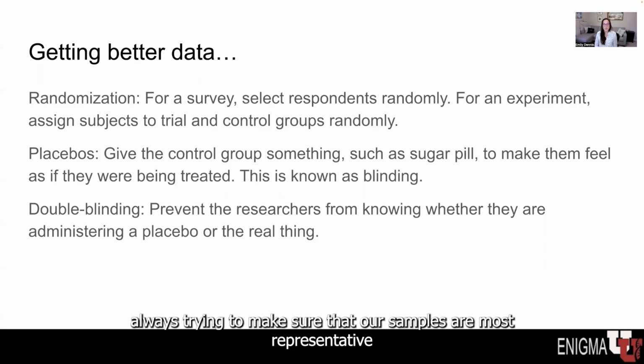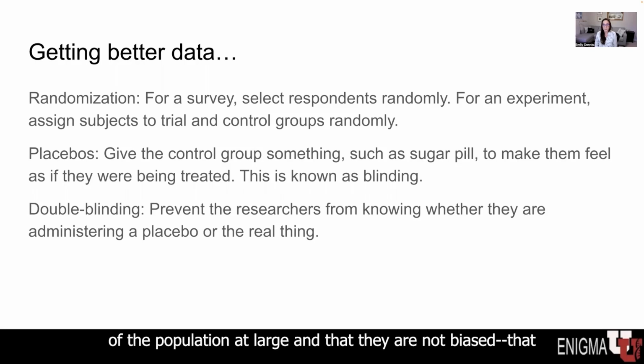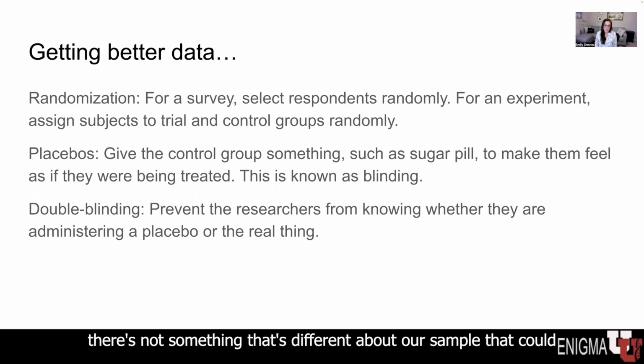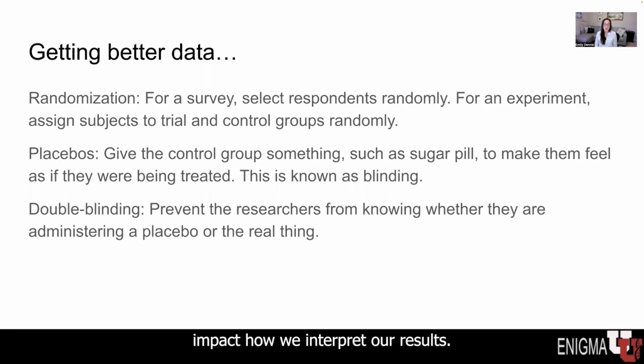So we're always trying to make sure that our samples are most representative of the population at large and that they are not biased, that there's not something that's different about our sample that could impact how we interpret our results. And there's a few ways that we can do this.